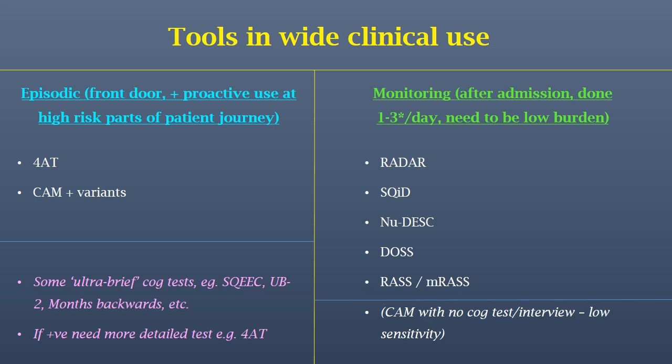The two main tools that are used as episodic tools are the 4ET and the CAM, including its multiple different variants. There are some one-off tests that have been tested that aren't suitable for ongoing multiple use, such as the UB2 months backwards, which are simple cognitive tests, or other kinds of tests which give an indication of possible delirium, but these are not specific. They're sensitive but not specific. So once you get a score in one of these tests, you need to proceed to doing a more detailed episodic test like the 4ET.